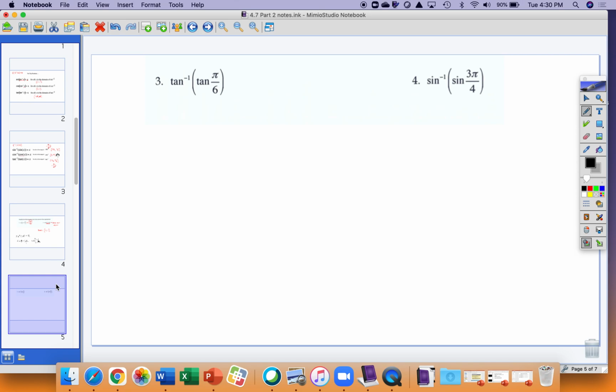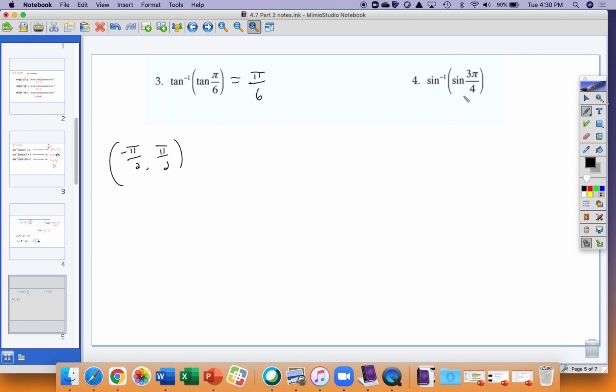Okay. Let's look at the reverse. So now I have a tangent function inside of my tangent inverse. Remember the tangent of pi over 6 inside of my tangent inverse. Is this in the range of tangent inverse? The range of tangent inverse is negative pi over 2 to pi over 2. Since pi over 6 is in between here, this answer is just pi over 6.